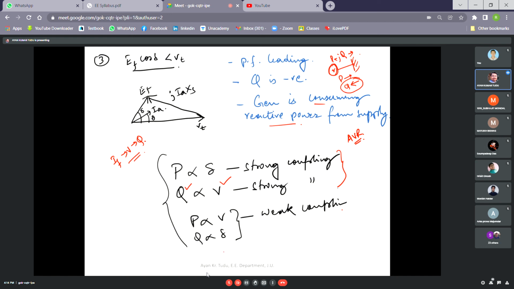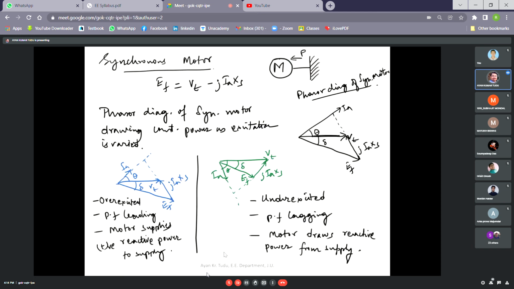Okay, so in this respect, while we are discussing synchronous machines, there is another machine we should know, that is our synchronous motors. Synchronous motor is also a very important element of the power system. So as you can see the diagram here, it is actually drawing power from the system. It is drawing power from the infinite bus. So what is the phasor diagram? Let us see the phasor diagram of the synchronous motor.